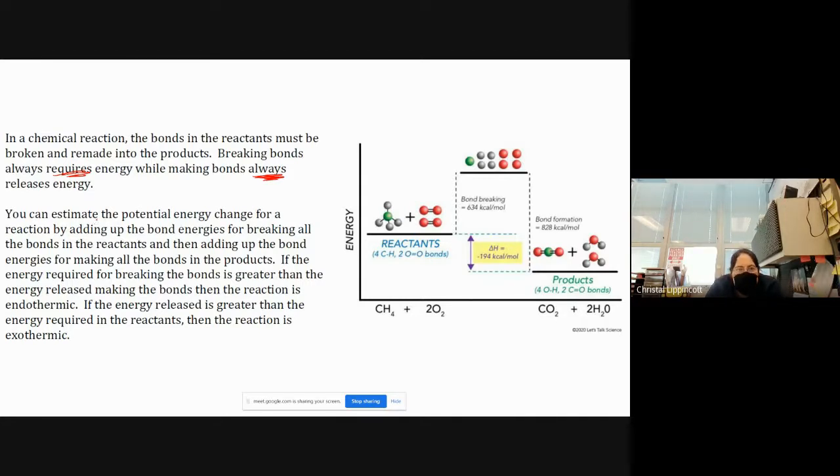You can estimate the potential energy change for a reaction by adding up the bond energies for breaking all the bonds in the reactants, then adding up the bond energies for making all the bonds in the products. Like I said, if you're requiring more energy than releasing, it's endothermic. If you're releasing more than required, it's exothermic. Make sense?